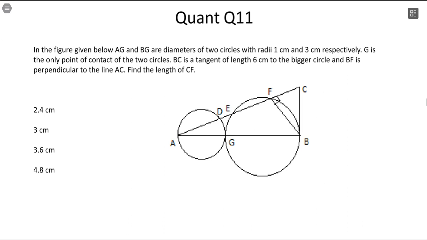Next question. In the figure given below, AG and BG are diameters of two circles with radii 1 and 3 centimeter respectively. So AG is 2 and GB is 6, or this AB is 8. G is the only point of contact of the two circles. BC is the tangent of length 6 centimeter to the bigger circle. So BC is 6, and BF is perpendicular to line AC.